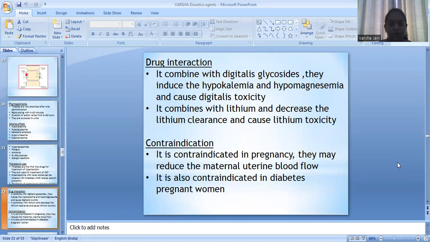Drug interaction: combined with digitalis glycosides, it induces hypokalemia and hypomagnesemia and causes digitalis toxicity. It combines with lithium and decreases the lithium clearance and causes lithium toxicity. It is contraindicated in pregnancy. They may reduce the maternal uterine blood flow. It is also contraindicated in diabetic pregnant women.